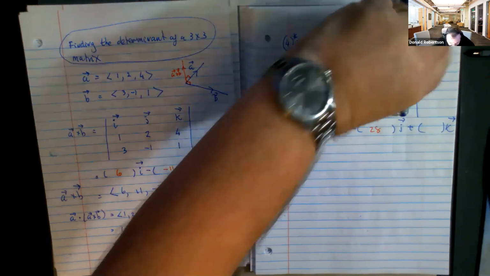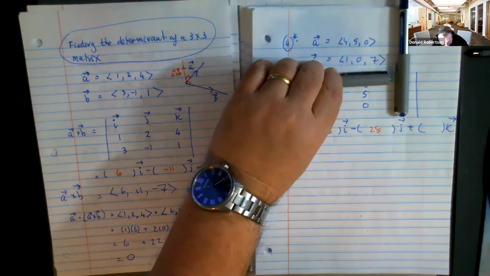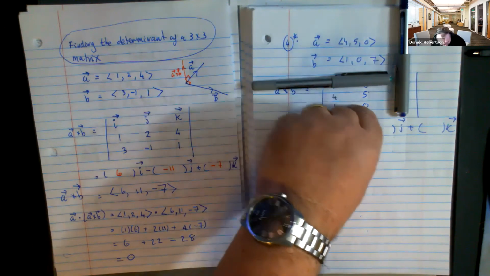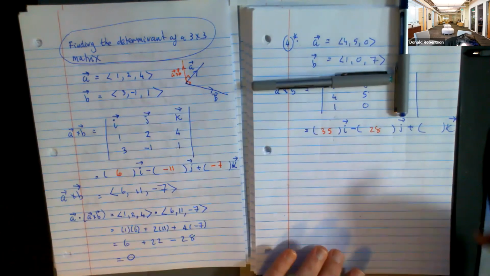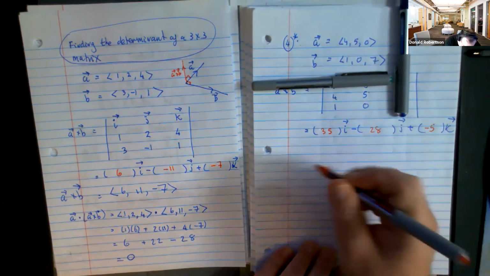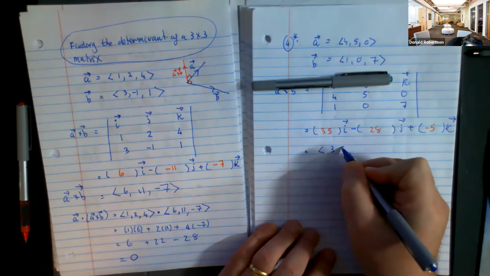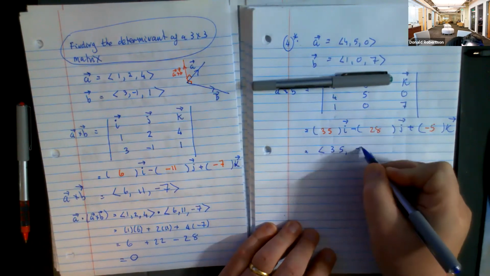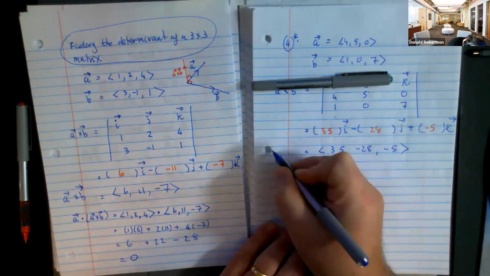Last one. Ooh. Major diagonal is 0, right? 4 times 0 is 0. Take away 5 gives me -5. And our answer then is 35, the negative of this, so -28, -5, and we are finished.